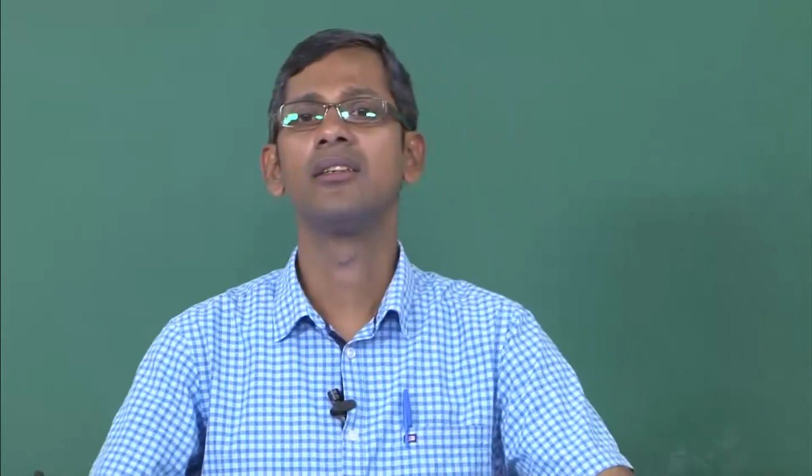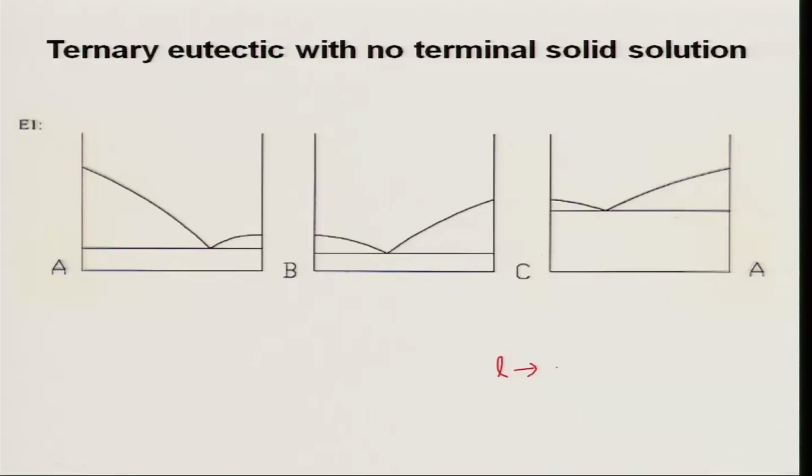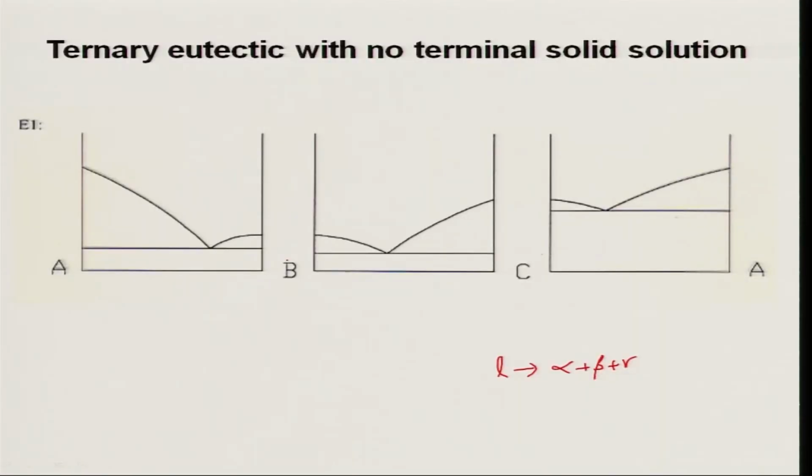So, we have been discussing a ternary system in which there is a ternary eutectic reaction, and the eutectic reaction is like this: liquid going to alpha plus beta plus gamma, liquid transforming into 3 solid phases simultaneously. For that to happen, we need binaries in which eutectic is present in all the binaries, like between A and B, B and C, C and A, you have eutectics, correct. And if that is the case, then a ternary eutectic will be present.